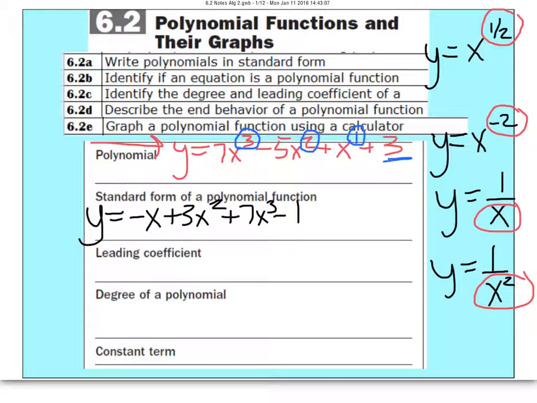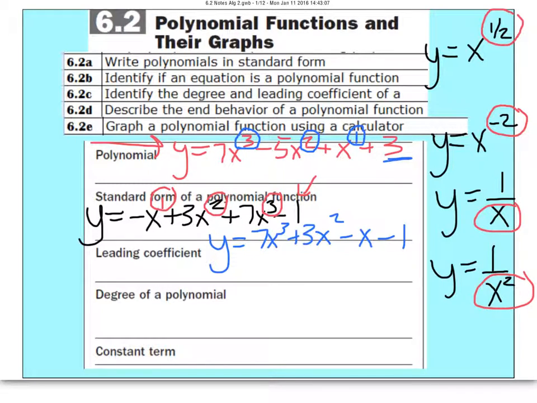So what I would look at is the highest exponent is x cubed, so that comes first. The next highest is x squared, that comes second. This first one here is actually x to the first, so that would come third. And then we would follow up with this number, which we call the constant. So in standard format, this would look like y equals 7x cubed plus 3x squared minus x minus 1.